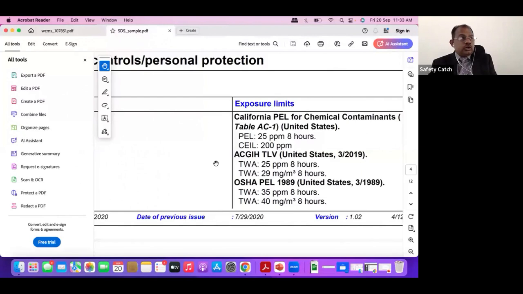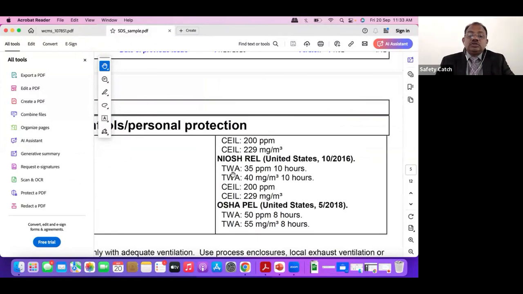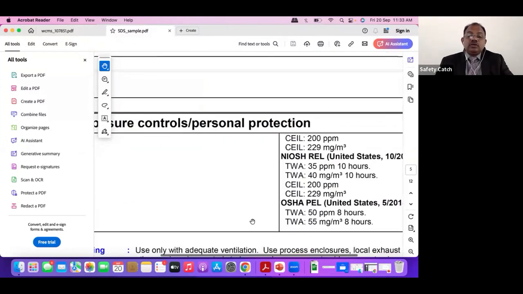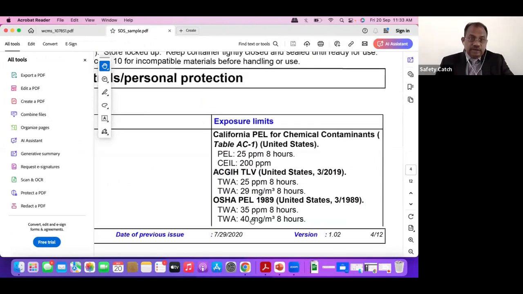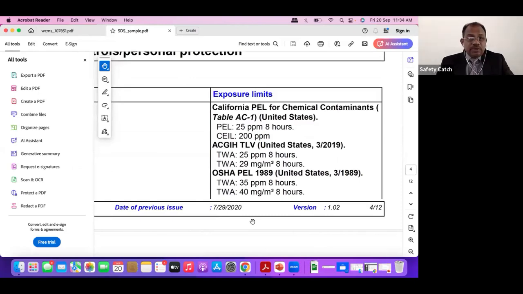If the country in which you are working has its own act limiting these exposure limits, that should be the top priority. Now see, the ceiling limit is 200 ppm. Then you have NIOSH. NIOSH is giving a TWA of 35 ppm for 10 hours. You can see here. So the OSHA PEL is 50 ppm for 8 hours. Like that they will give you. So at least you can interpret these values now. That is very important. You know what the California PEL is, what the ACGIH value is, what the OSHA PEL is.